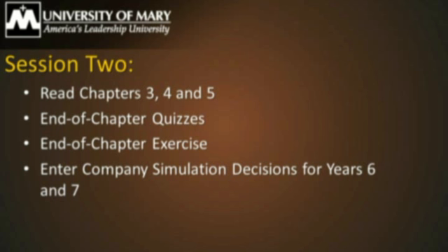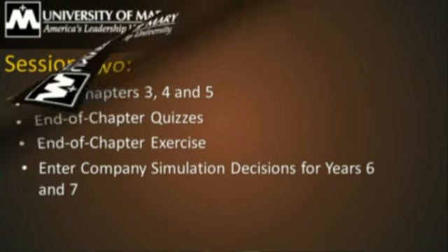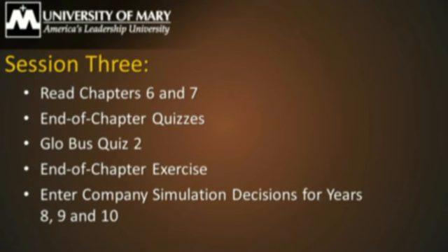For Session 2, you'll read Chapters 3, 4, and 5 and complete the end of chapter quizzes for those chapters. You and your co-managers will be completing the end of chapter exercises and enter your company simulation decisions for years 6 and 7. The company simulation decisions now count towards your grade. For Session 3, you'll read Chapters 6 and 7 and complete the end of chapter quizzes for those chapters, and you'll complete the Glo-Bus Quiz 2. You and your co-managers will complete the end of chapter exercises for Session 3 and enter decisions for years 8, 9, and 10 for the company simulation.